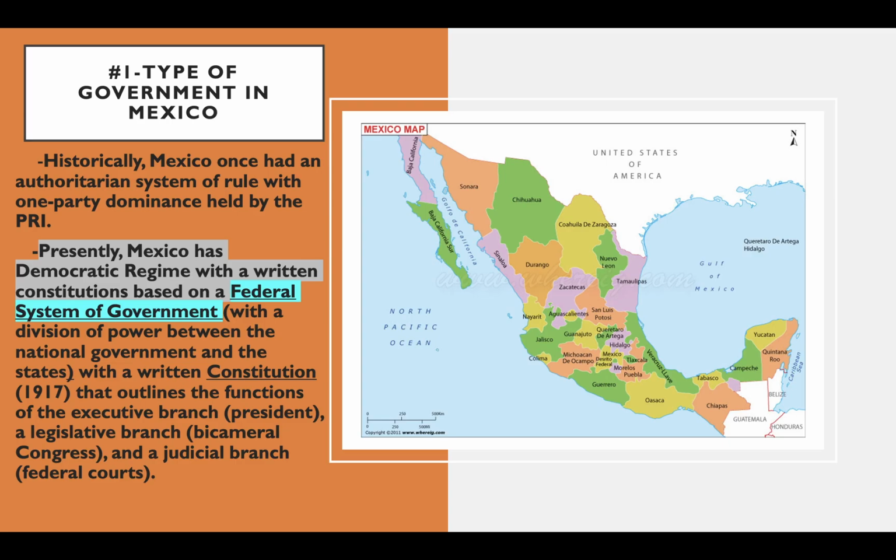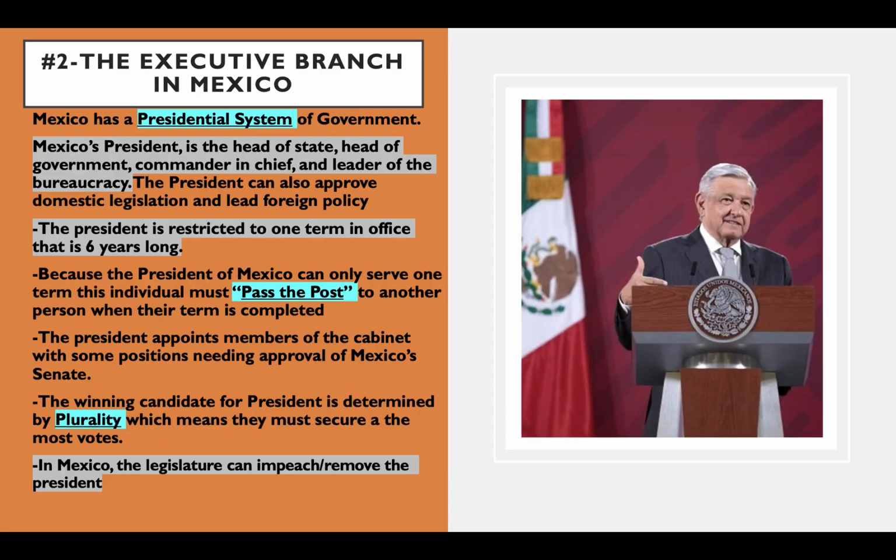Mexico, here we go. You need to know it is a democratic regime. Mexico is democratic. You need to know it is a federal system of government, which means it gets broken down into smaller states. You need to know it has a presidential system. It is very similar to the United States, but it is not the most similar country to the United States. What country is that, Nick?